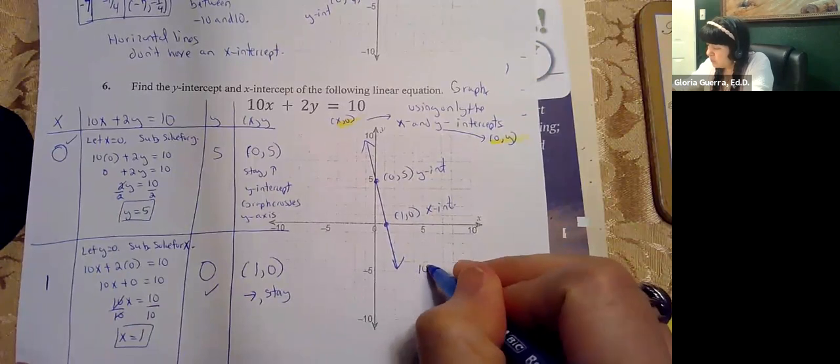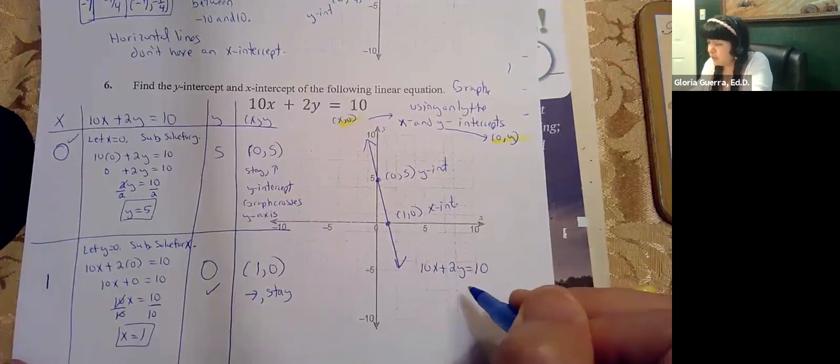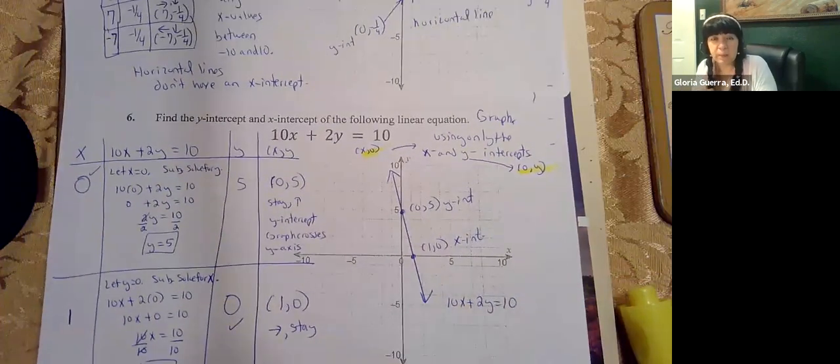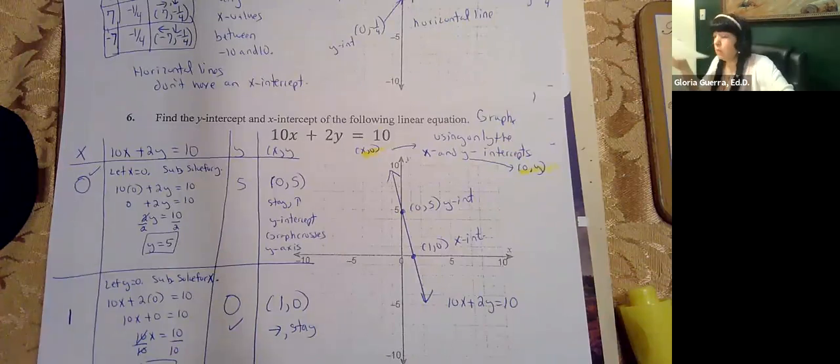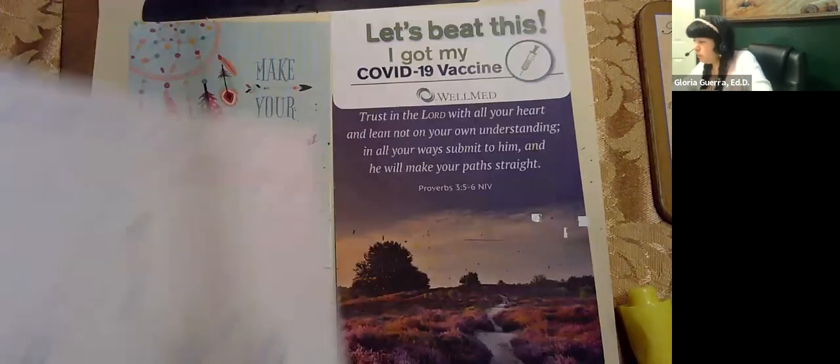So this is 10x plus 2y equals 10, and that's graphing using only the intercepts, and in math there are 2 intercepts. Okay, let me see. I could do one more intercept problem. I think I'll do number 8 on the bottom of page 164.